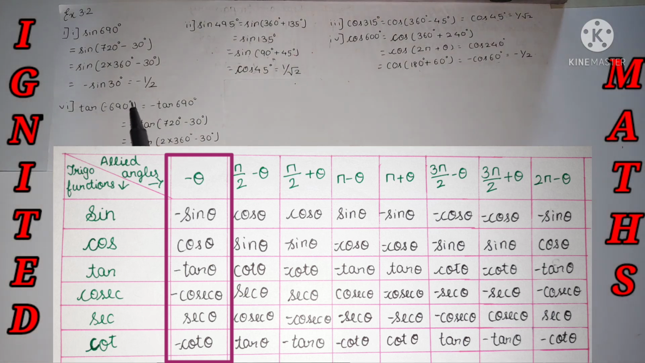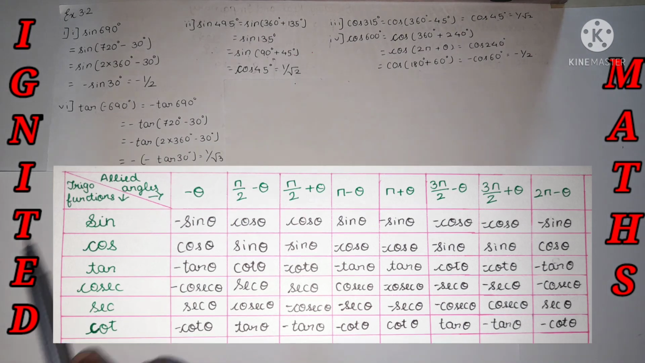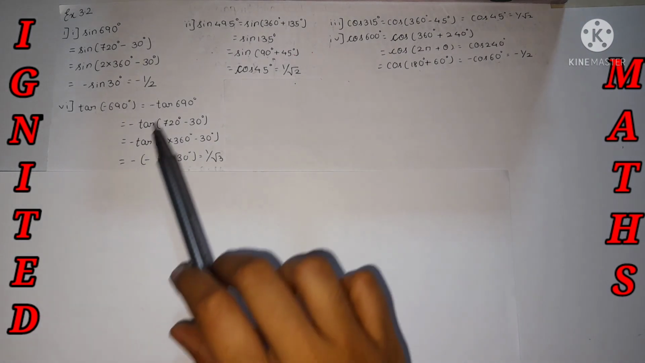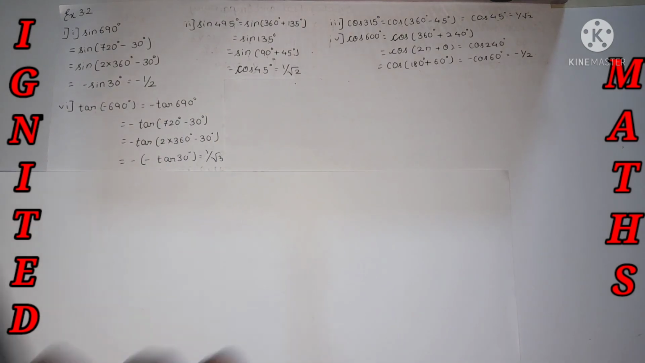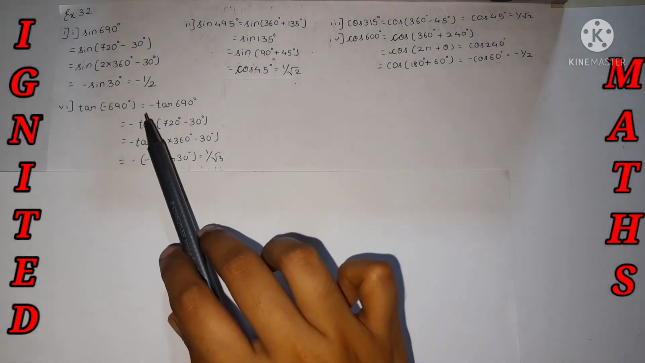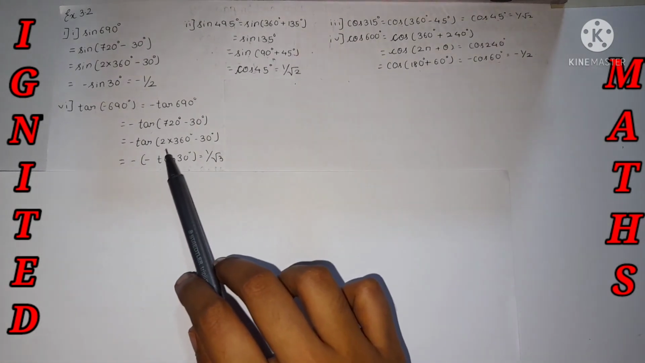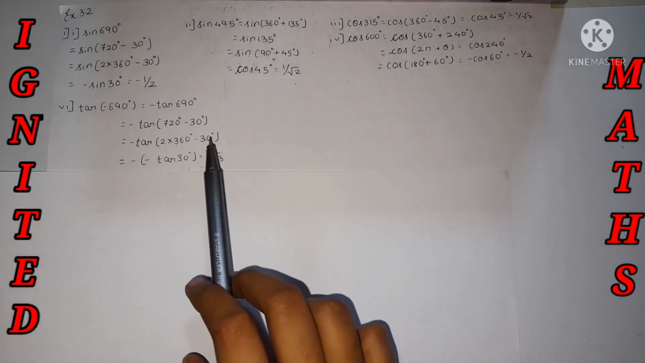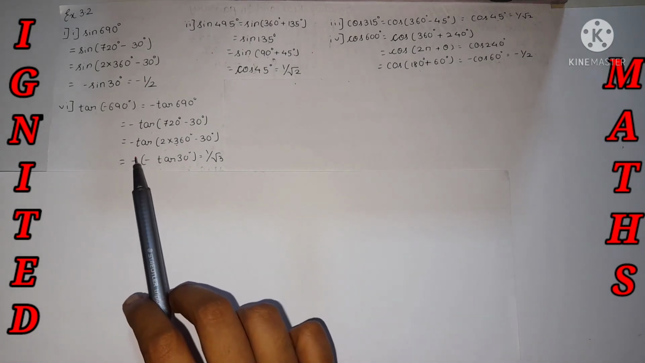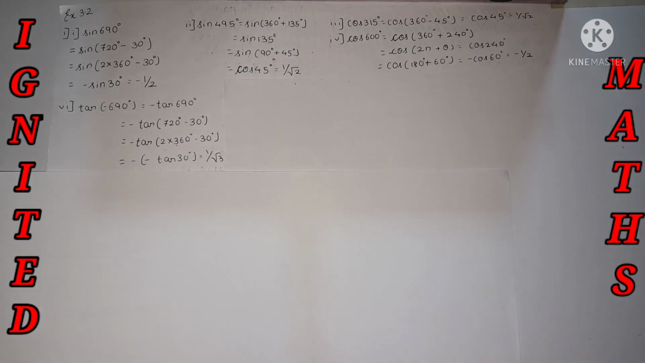So 690 degrees, take a multiple of 360. I took 720 degrees, a multiple of 2 into 360, which is 2 into 2 pi, 4 pi, and minus theta. So 720 degree minus 30 degree is nothing but 690 degree. And tan of 2 into 2 pi minus theta is nothing but minus tan 30 degree. Theta over here is 30. Minus into minus is plus, and tan 30 is equal to 1 by root 3. So we have found the value of tan minus 690 degree.